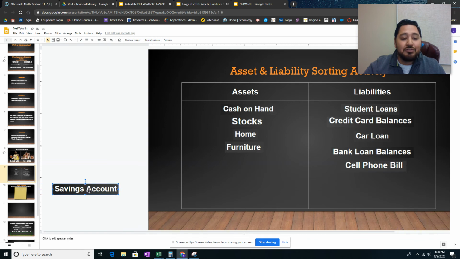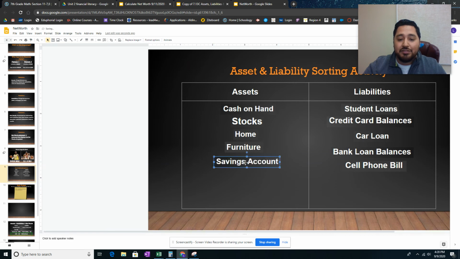And a savings account is an account where you save money and you have money in it. So if you have money in it and it's yours, that is considered an asset. So savings account, furniture, home, stocks, and cash on hand are considered assets. If I said PlayStation, that would be considered your asset. If I said clothes, that would be considered your asset. That's something that you own. I'm sorry, I was doing it the wrong way. Own, asset.